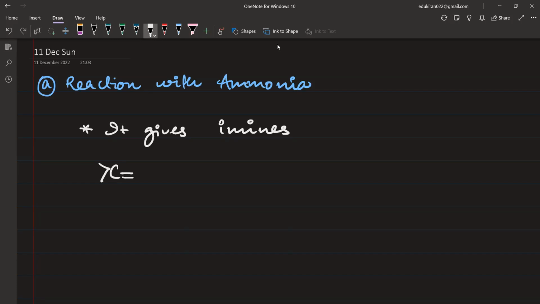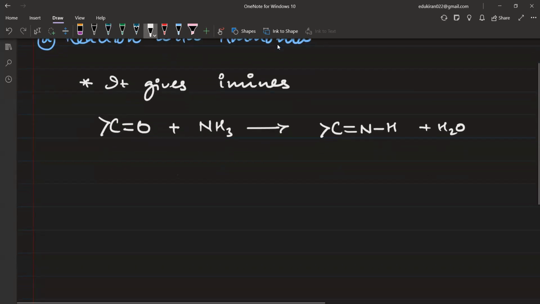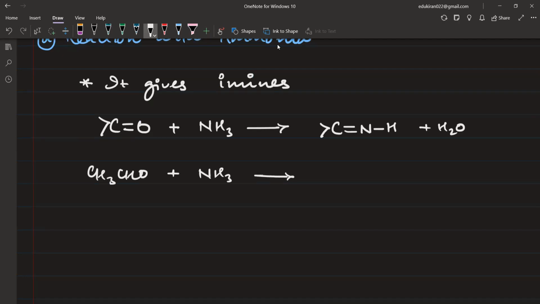C double bond O. This is the generic way of writing it. C double bond O plus NH3 is going to give you C double bond N bonded to H, plus H2. Now, if I have something specific, for example, CH3CHO plus NH3, then in this case, this is going to give me CH3 single bond C with H double bond NH plus H2.